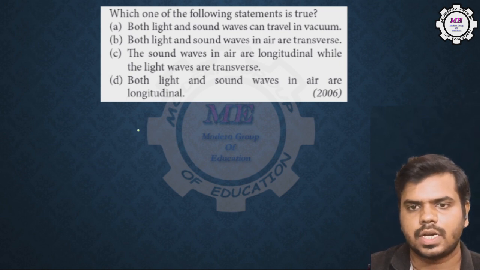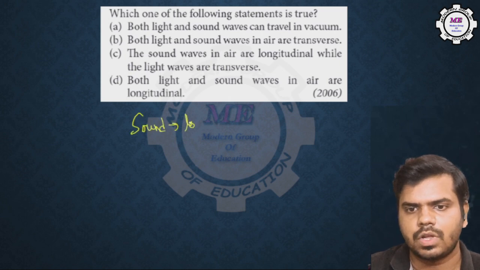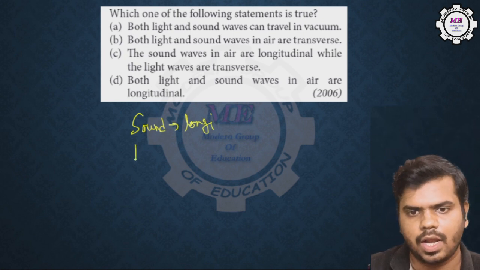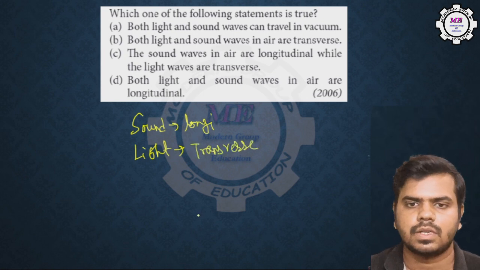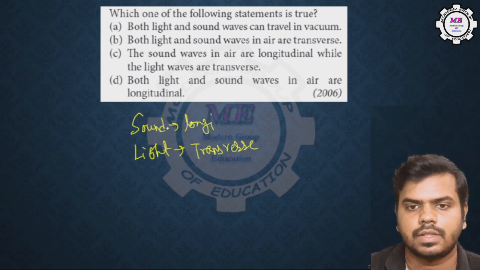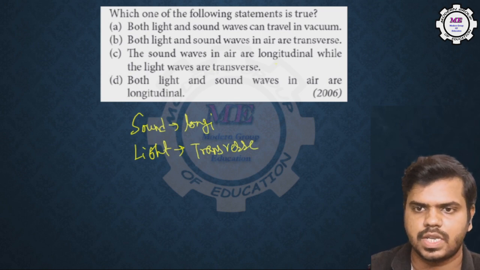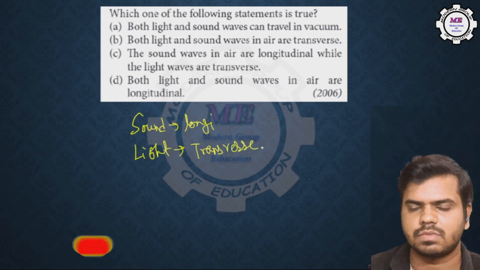As you already know, sound wave is a longitudinal wave, that means it requires a medium. And light wave is an electromagnetic wave, so it is a transverse wave. Okay, that means option C is correct: the sound waves in air are longitudinal while the light waves are transverse in nature.